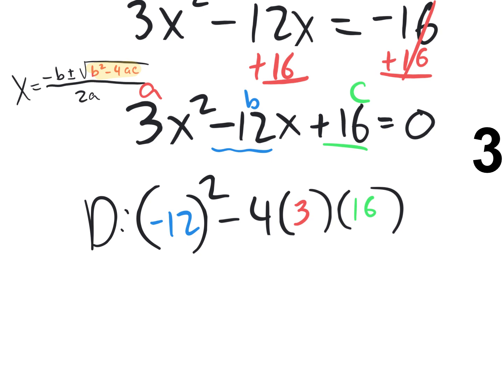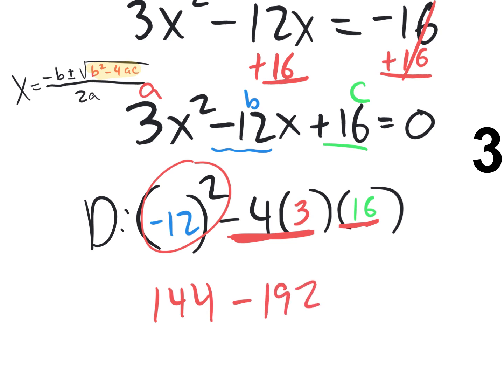So when we do this math, negative 12 squared, that's 144. And then we have a minus 4 times 3, that's minus 12. Minus 12 times 16 on a calculator is 192, minus 192. So what we really have is 144 minus 192. And that is a negative 48. So our discriminant is negative 48.